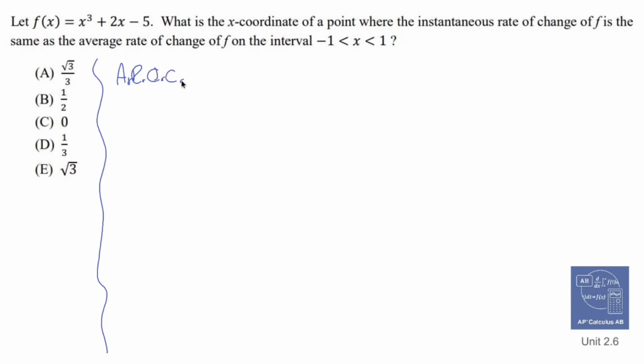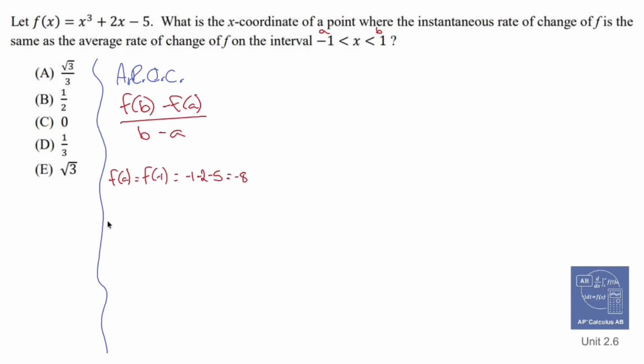And I like to say AROC. The average rate of change is found by doing f of b minus f of a over b minus a, all right? You would be my a, you would be my b. So finding f of a would be me finding f of negative 1. That would be negative 1 cubed, which is negative 1, plus 2 times negative 1, so minus 2, minus 5. So that gets you negative 8.